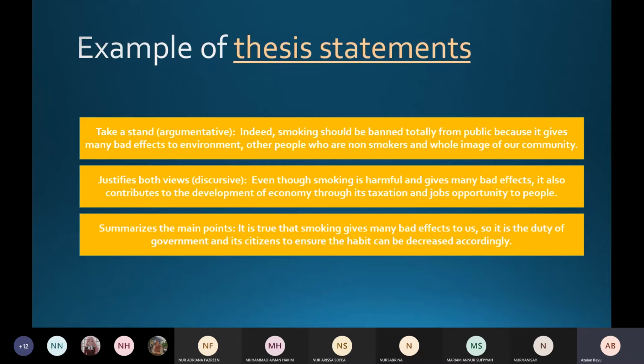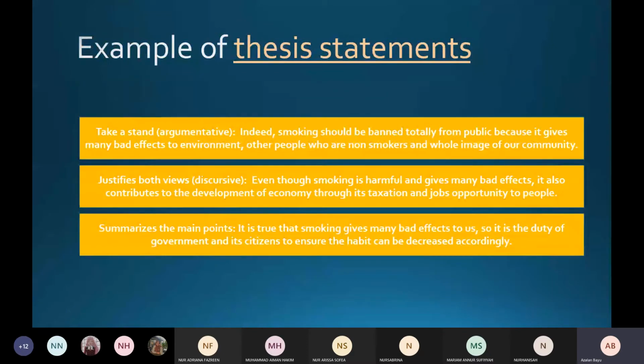So it is the duty of government and its citizen to ensure the habit can be decreased accordingly. Here you say smoking gives many bad effects, which are the problems, and then it says it is the duty of government first and its citizen to ensure the habit can be decreased. This is the solution that needs to be done, first by the government and second by the people, to make sure this habit can be decreased accordingly. This is a problem solution essay.